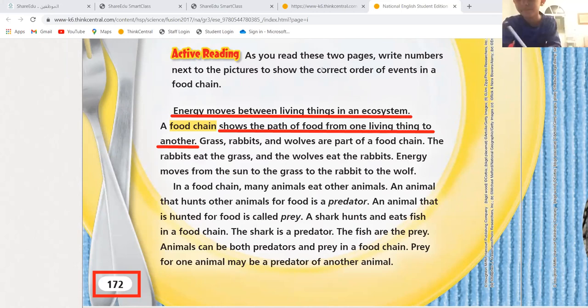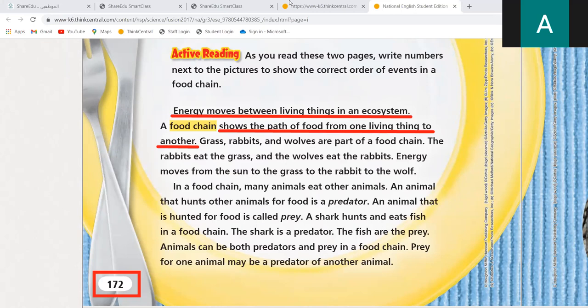Now, we have grass, a rabbit, and a wolf. They are part of a food chain. Of course, the rabbit will eat the grass and the wolf will eat the rabbit. The energy will move from the sun to the grass, to the rabbit, and to the wolf. Is that right?